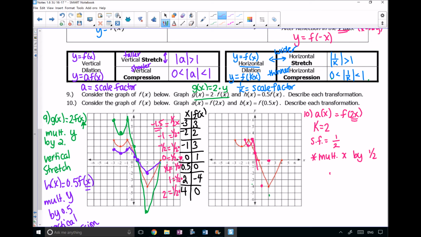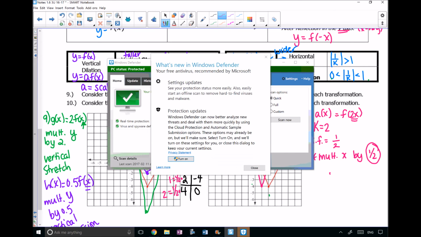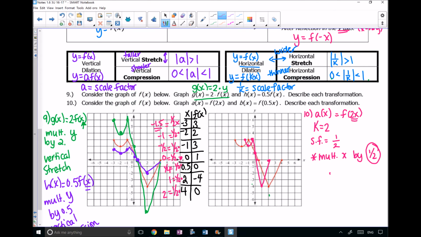So if you notice right here, this time it's getting smushed horizontally. It's getting thinner. So my graph was originally wider, now it's getting thinner. And that's because we have a compression, because you're multiplying by 1/2. 1/2 is between 0 and 1. So we're going to say this here is a horizontal compression. Okay, all right, one more to go.